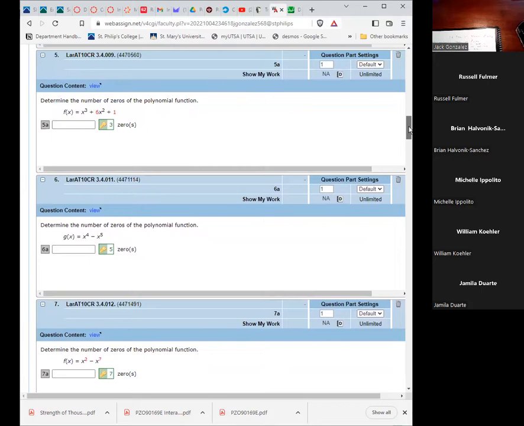Okay, number 5 here. So this will be the same type of deal. Well, here they're only telling you to determine how many zeros there are. So you can find them and then just tell them, well, I found 3 of them. They're not even asking for what they are. They just want to know how many you have. It's not always going to be 3, right? You could have less than 3.